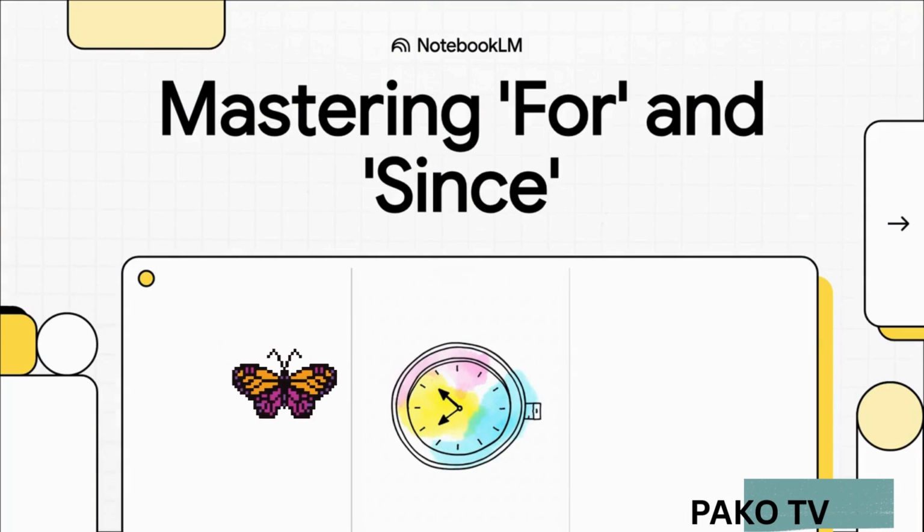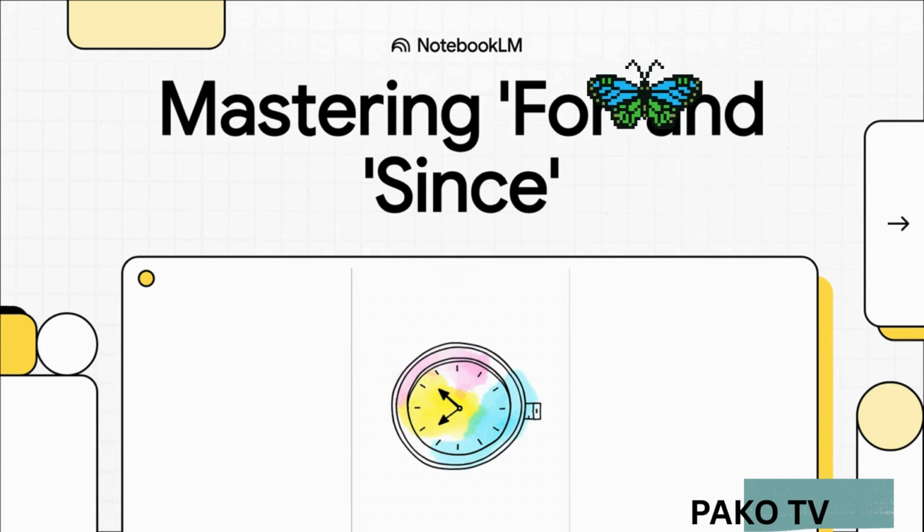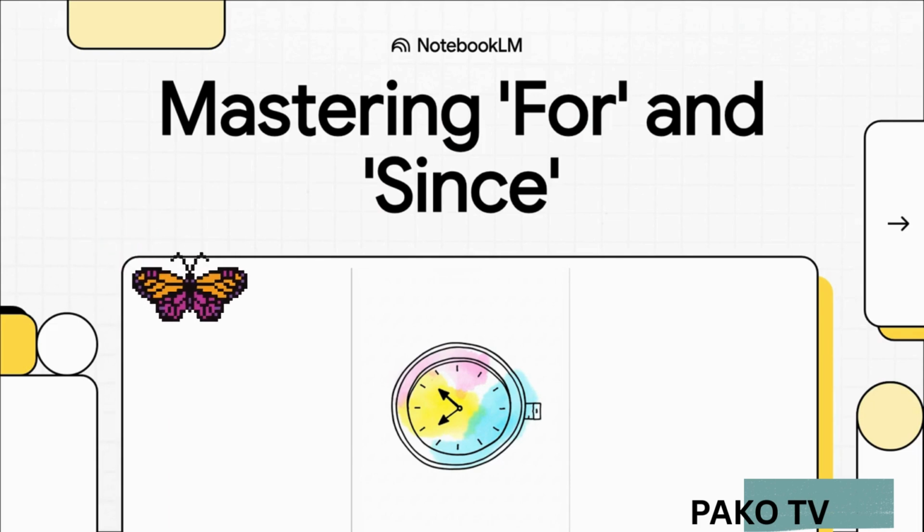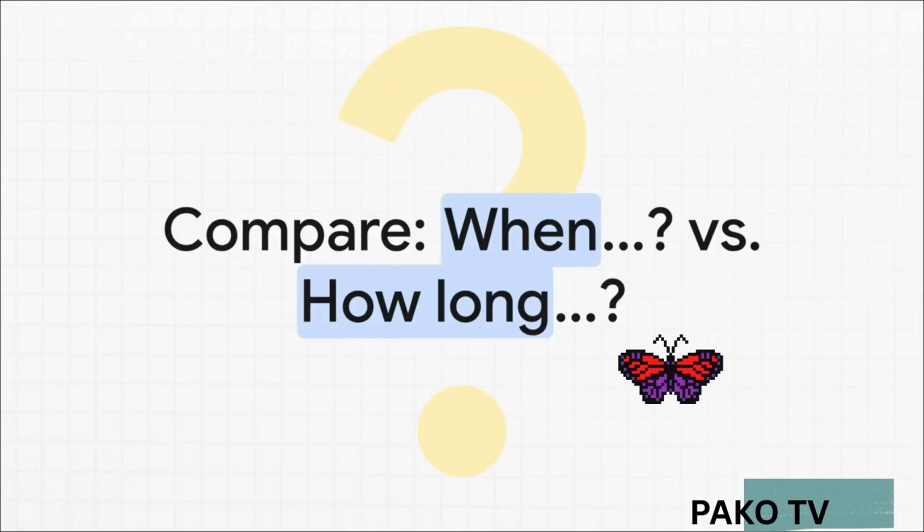Have you ever found yourself pausing, wondering if you should say, "I've been waiting for an hour" or "I've been waiting since an hour?" It's one of those little things in English that trips up almost everyone. Well, good news. Today, we're going to clear that up for good. Let's jump right in. So, take a look at these two questions.